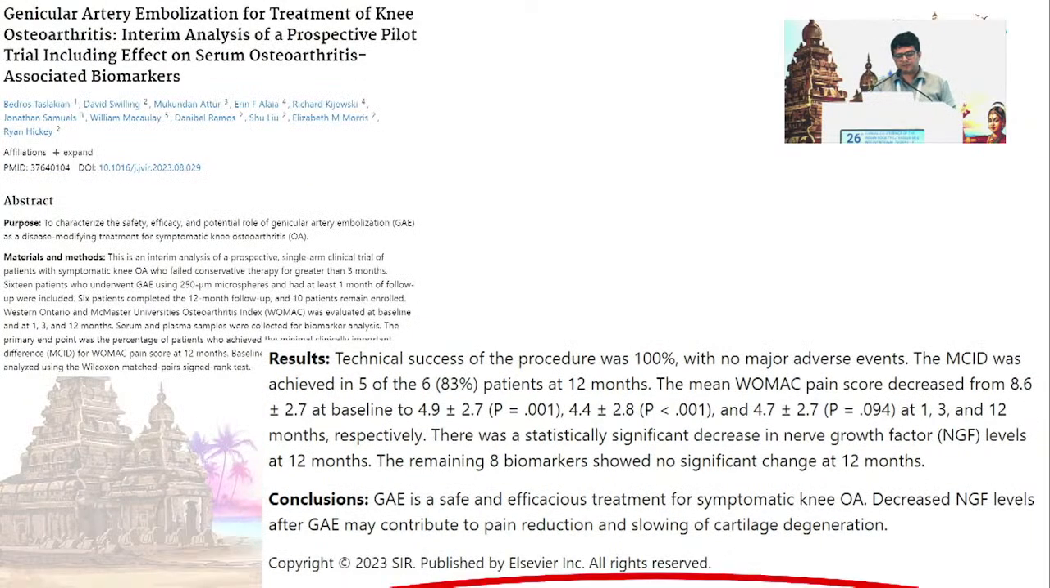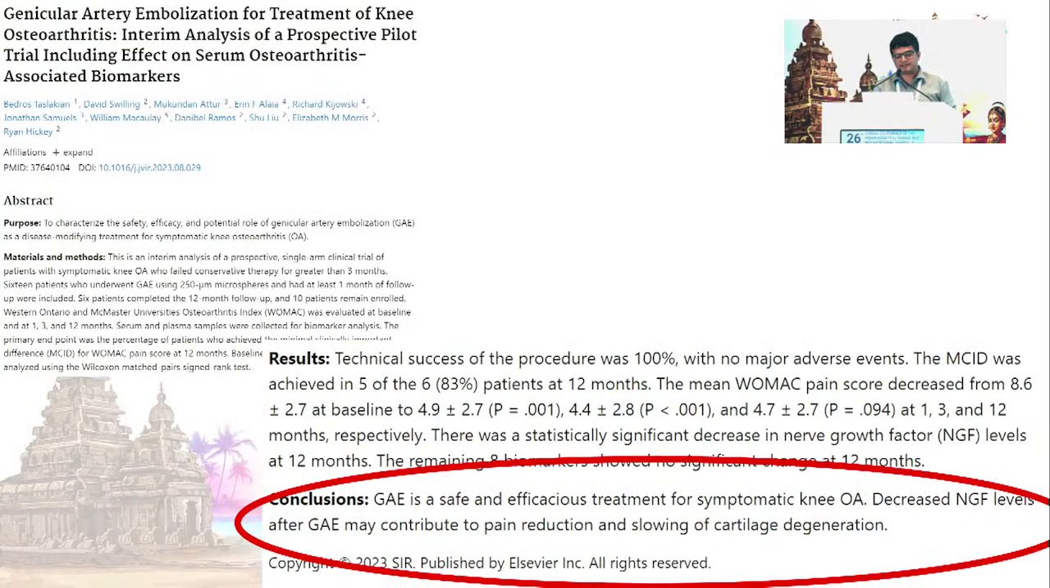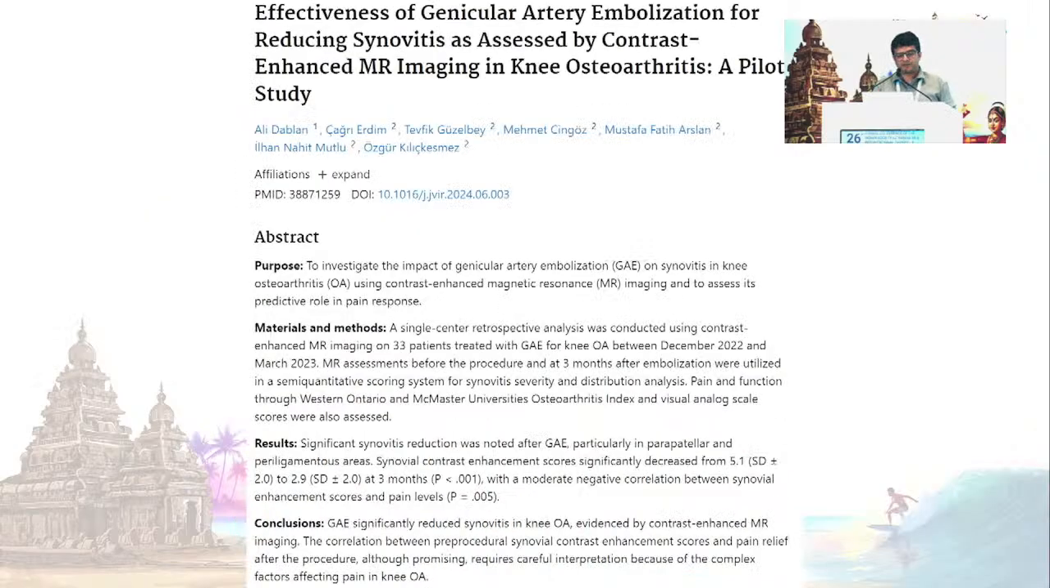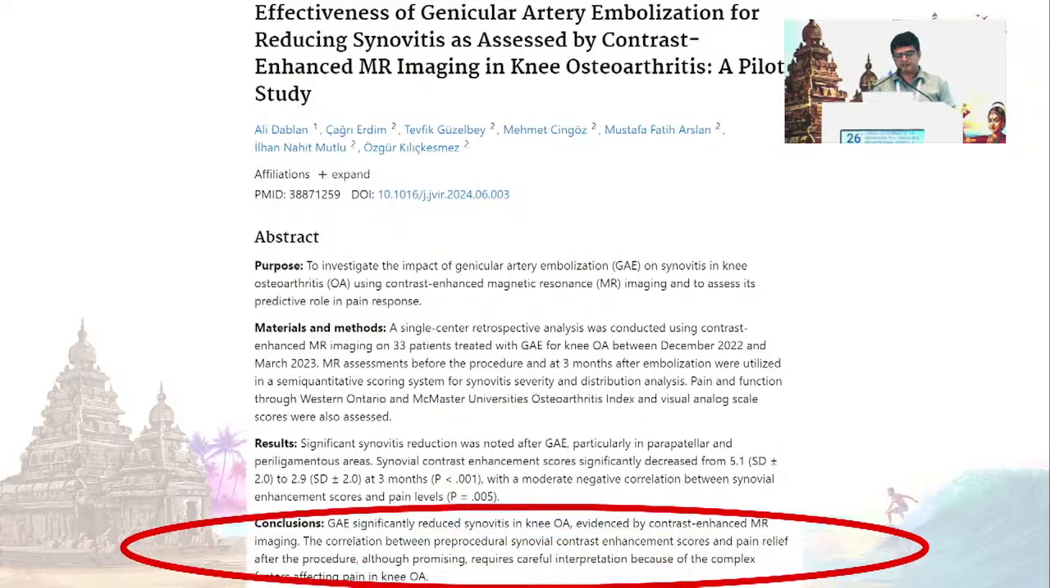So with this type of biomarkers, a decrease in NGF levels after genicular artery embolization is seen, and this contributes to slowing of cartilage damage after embolization. On MR imaging after embolization, pre-procedural synovial contrast enhancement has reduced, and this is also an objective paper.